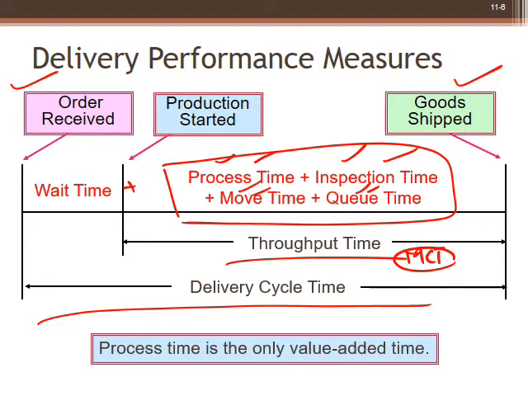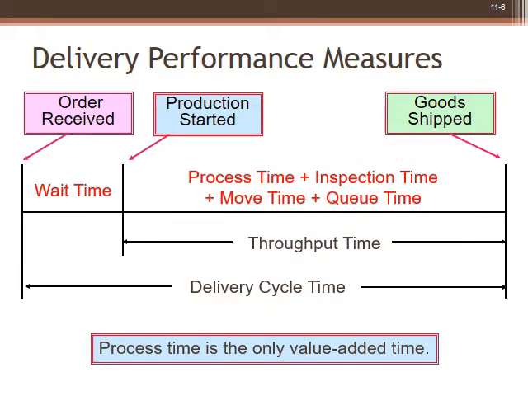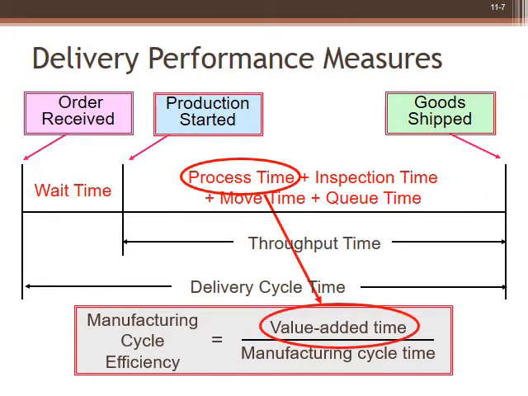The process time is the only value added time here, that is, how quickly you turn the raw material into finished goods. And then we have inspection, move, and queue time. After all these measures, we can calculate the manufacturing cycle efficiency, which is the value added time divided by the manufacturing cycle time. Since the process time is the value added activity, we take the process time as the value added time divided by the manufacturing cycle time, which is throughput time.